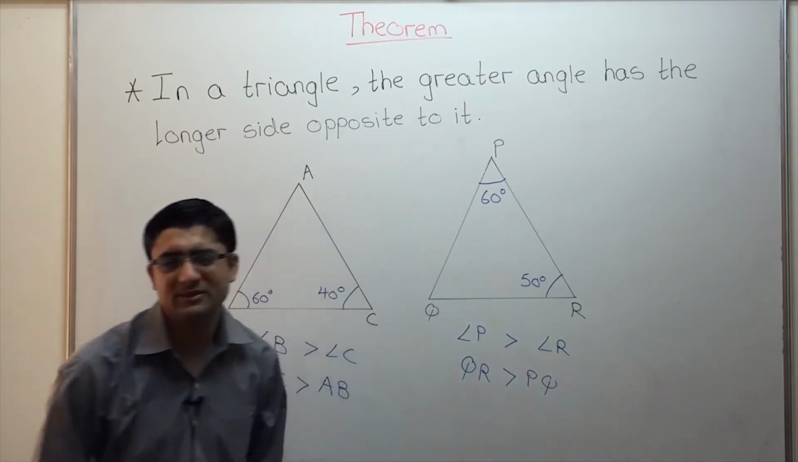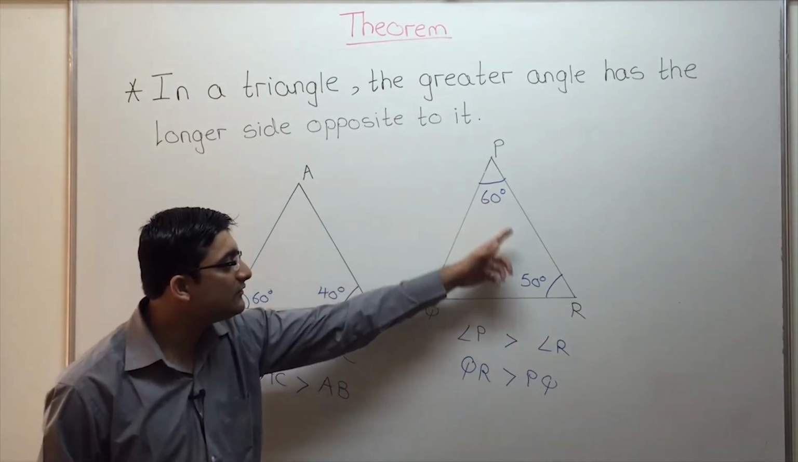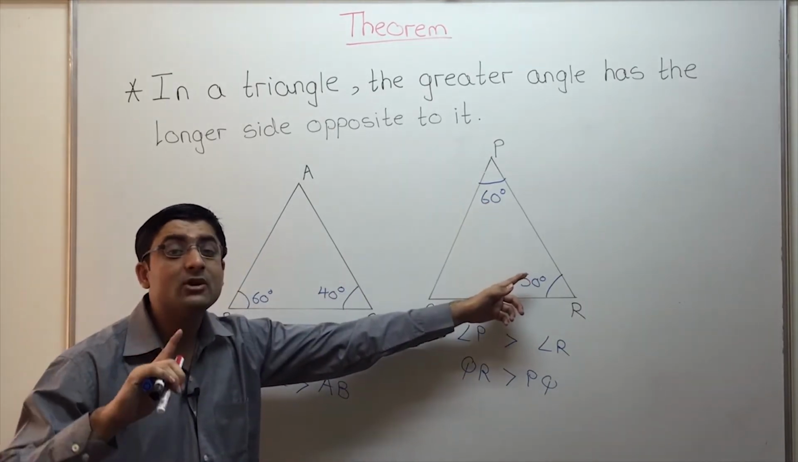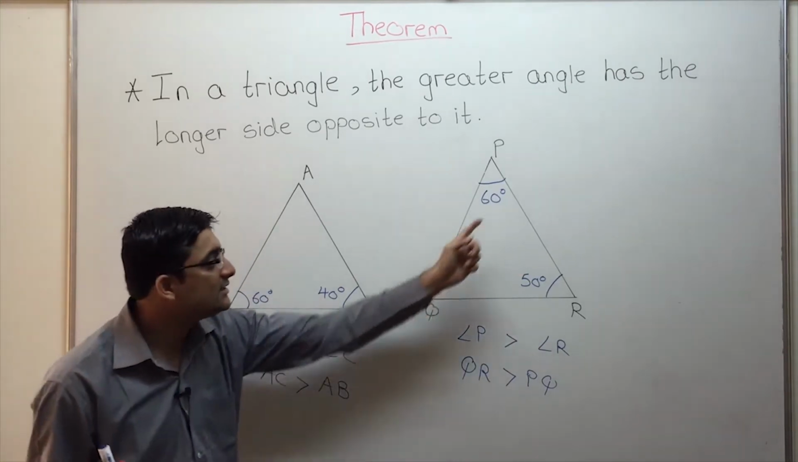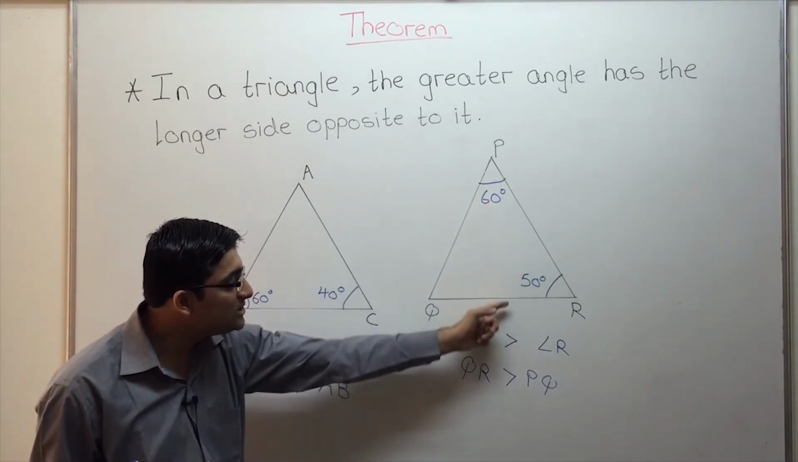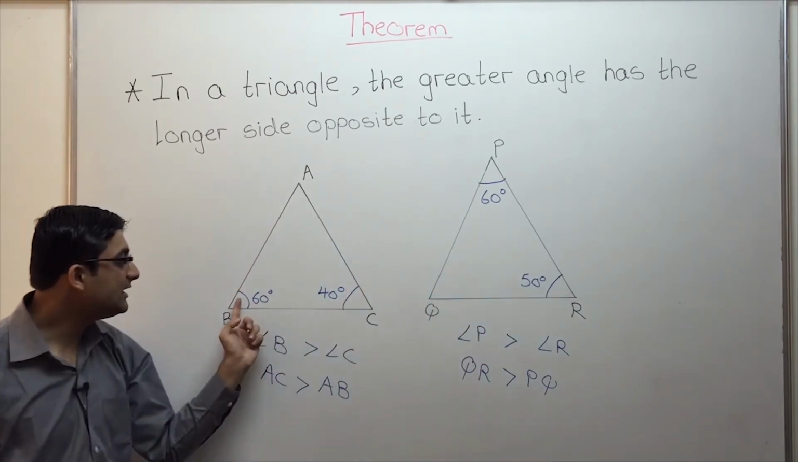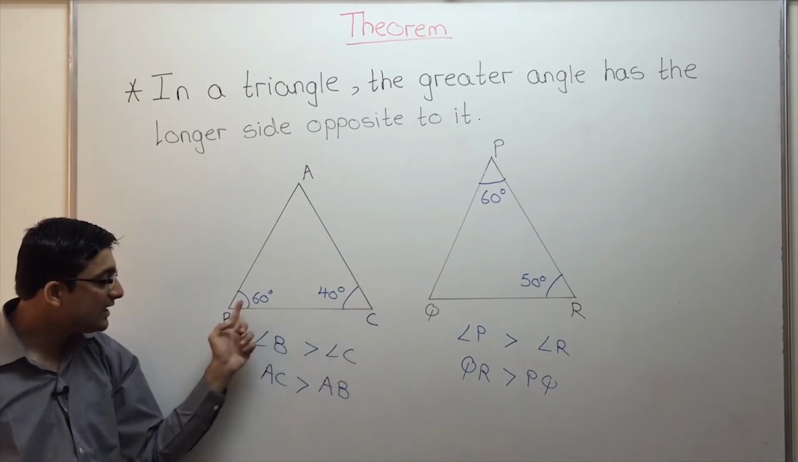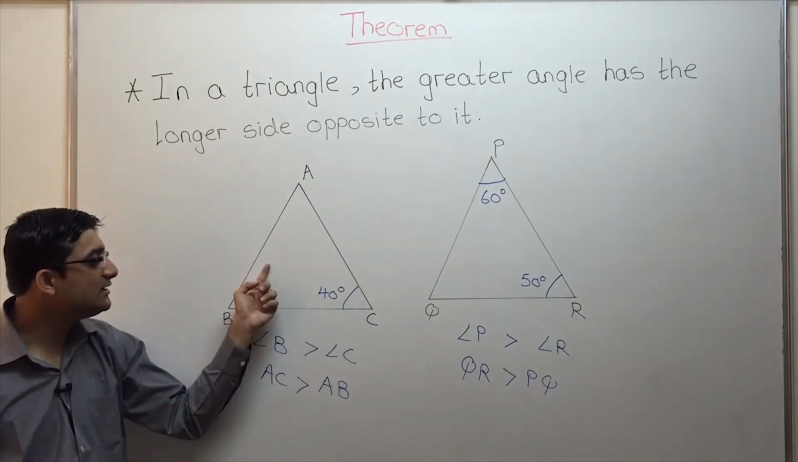So this is what the theorem is. It's basically the other way around of what we have previously learned. So remember, in a triangle, whenever two angles are given to you, you can comment on the length of the sides. That is not the exact length, but relatively. If these two angles are given to you, that means QR is greater than PQ. Similarly here, angle B is greater than angle C. That means the side opposite to angle B, AC, will be longer than the side opposite to angle C, AB.